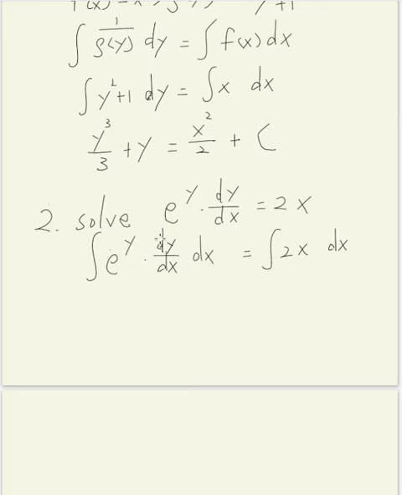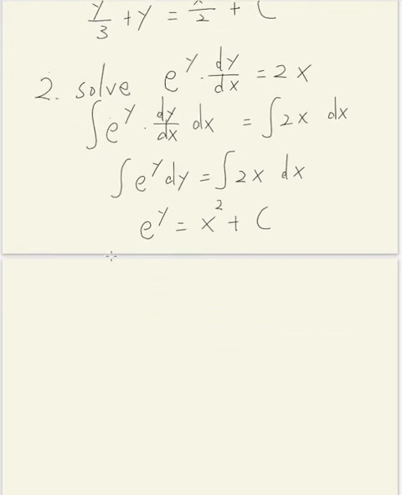Remember that by chain rule, this reduces to dy. So we have the integral of e to the y dy equals the integral of 2x dx. Now the integral of e to the y is just e to the y. The integral of 2x is x squared, so you have x squared. Now since this is an indefinite integral, you have a plus c at the end. Notice that in this case, it is easy to get an explicit solution, right? You just take the logarithm of both sides. So we have y equals ln of x squared plus c.